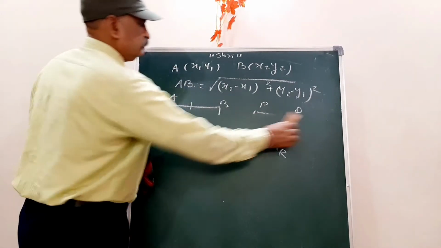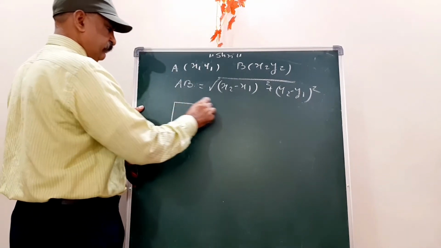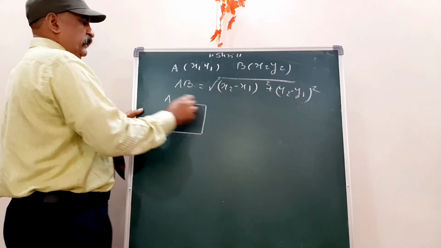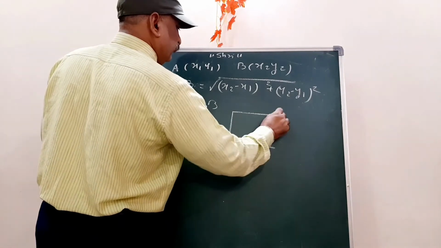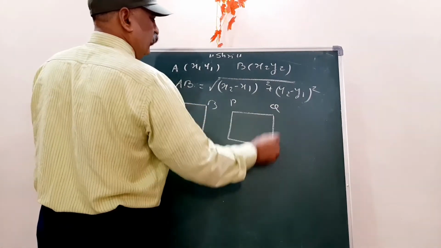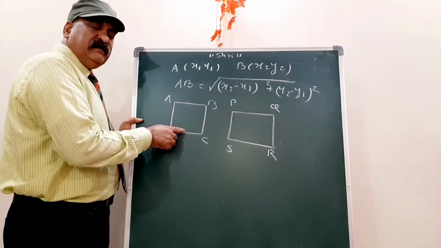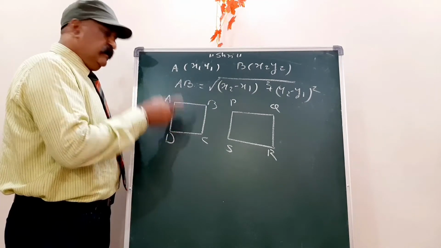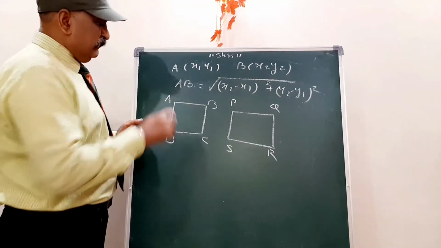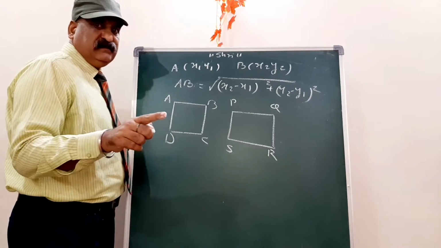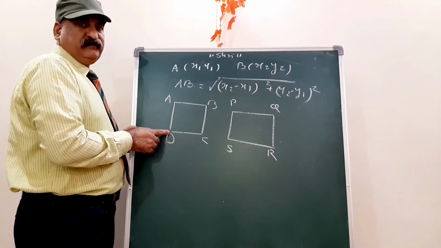See how? This is a square, A, B, C, D. And this is a rectangle, P, Q, R, S. It means if all the 4 sides are equal, it is a square. If all the 4 sides are equal, it means certainly, definitely, the 2 will be equal. It means every square is a rectangle. But it need not be that a rectangle will be a square.